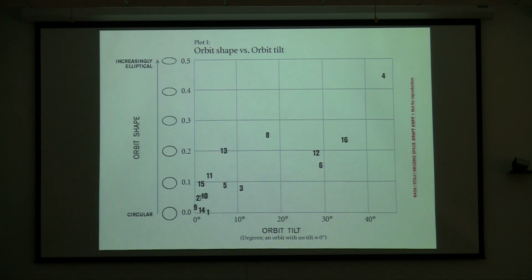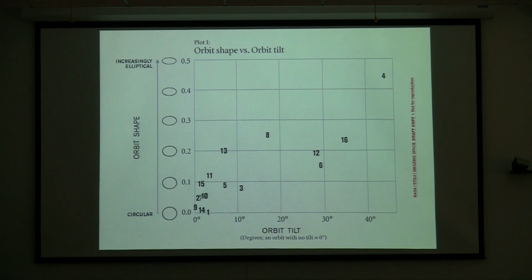Just one thing. Object 4 is the most elliptical orbit and the greatest orbit tilt. Okay, so it's way out there.